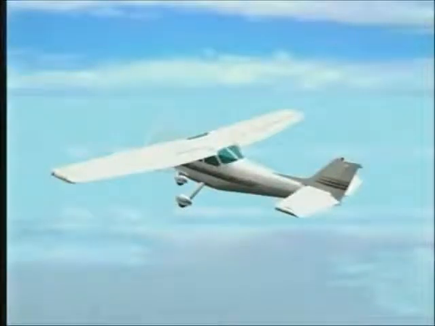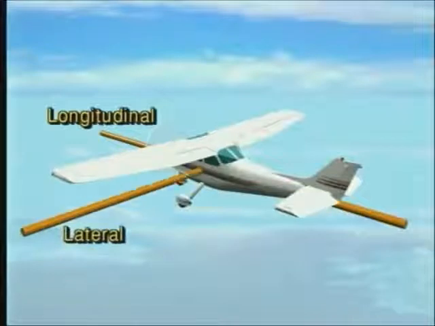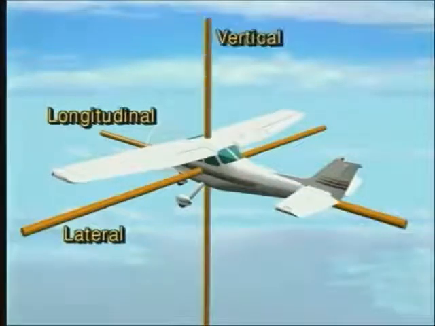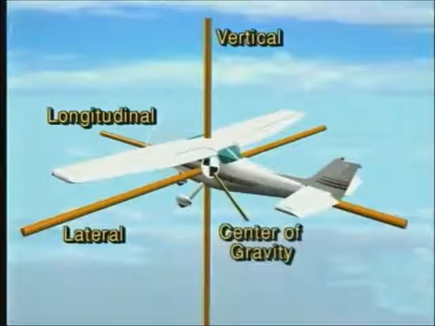Since an aircraft operates in a three-dimensional environment, aircraft movement takes place around one or more of the three axes of rotation. They are called the longitudinal, lateral, and vertical axes of flight. The common reference point for the three axes is the airplane's center of gravity, or CG, which is the theoretical point where the entire weight of the airplane is considered to be concentrated. Since all three axes pass through this point, you can say that the airplane always moves about its CG, regardless of which axis is involved.